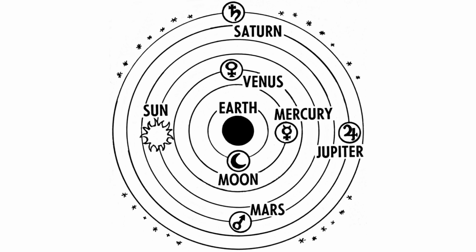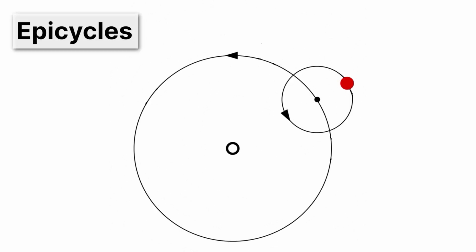The Earth is at the center, and then there's circles that the planets and the moon and the sun all orbit the Earth on. The Greeks were obsessed with circles. And the thing about circular orbits is they weren't very accurate. So to make his model accurate, Ptolemy had to do something funny. He developed an epicycle. Basically, he put a circle on a circle.